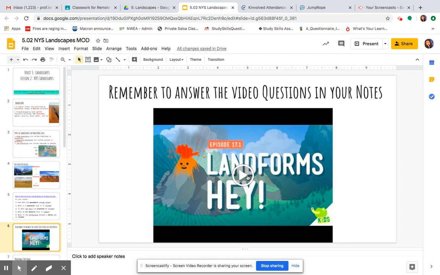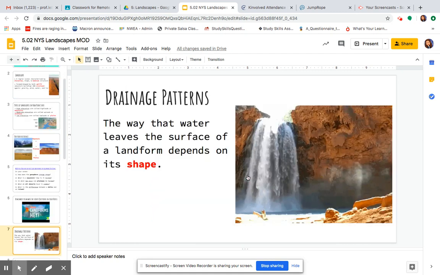We already talked about landscapes and the 3 different types that are in New York State. Now we're going to take a look at drainage patterns. A drainage pattern is just the way that water leaves the surface of a landform, and it depends on its shape. Take a moment to write that word in red in your notes, and we'll continue.